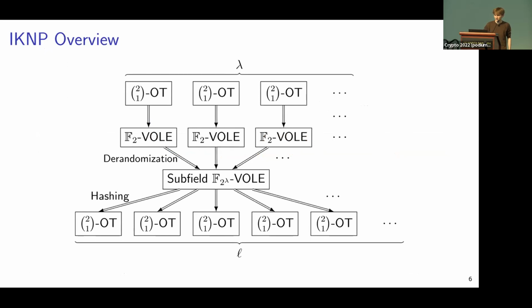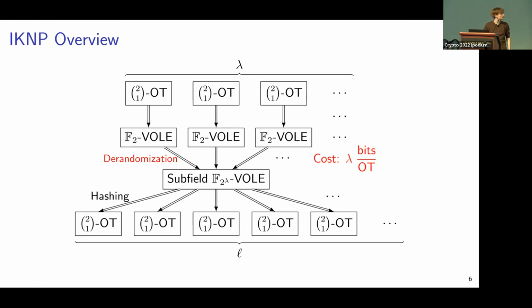So continuing the comparison with IKMP, here's an overview of the steps for OT extension. First of all, we have our base OTs up here. It requires lambda base OTs, where lambda is the security parameter again. These are then, with some XORs, converted into vector OLEs over F2, so single-bit vector OLEs. Next, de-randomization. You can de-randomize all of the U's of these vector OLEs to be the same. Once they're de-randomized, you can stack them all side by side to get a subfield vector OLE. Then finally, if you look at the rows of the resulting correlation and hash them, you get output random OTs. And you can get as many as you want just by extending it to as many rows as you want.